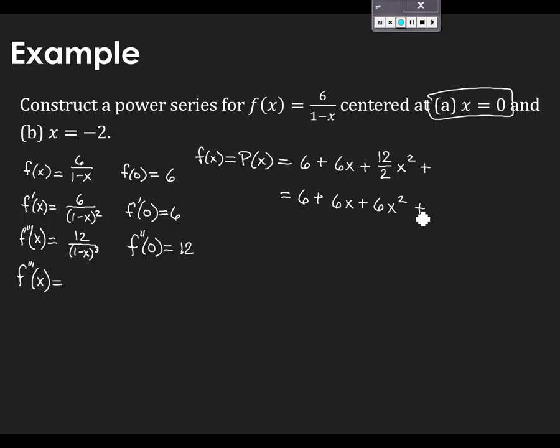Okay. What about the third derivative? Let's do one more before we convince ourselves that this is going to keep happening. What do we get here? Yeah, 36 over 1 minus x to the fourth. And f triple prime evaluated at 0 is 36. So that'll be 36 over, it's the third derivative evaluated at 0, that's 36, divided by 3 factorial, right?